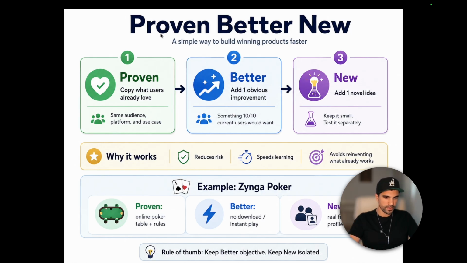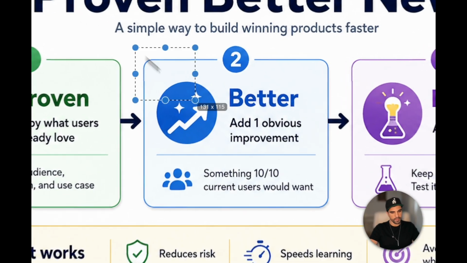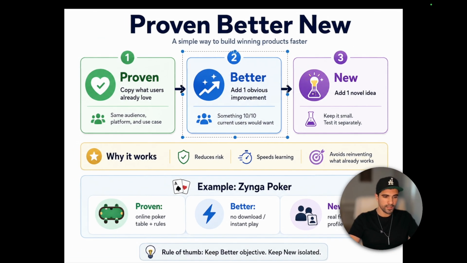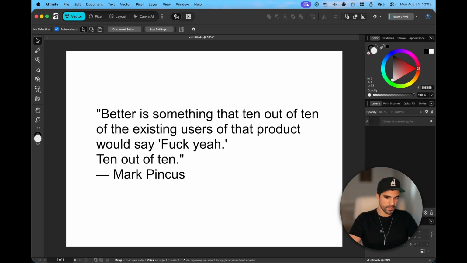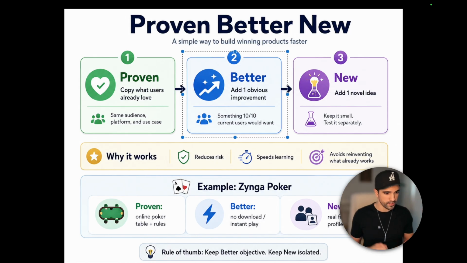Anyways, the next step in the Proven Better New framework is better. This one I love because it's very simple. It's basically just adding one objective improvement to the proven experience. Mark Pincus would describe better as something that 10 out of 10 of the existing users of that product would say, "Fuck yeah." It cannot be something that you think might be better. It has to be something that no one would disagree with. I love better because it's concrete. Your product is free instead of charging $60, or half the price, or you don't have to download it. All of these are objectively better for everyone.